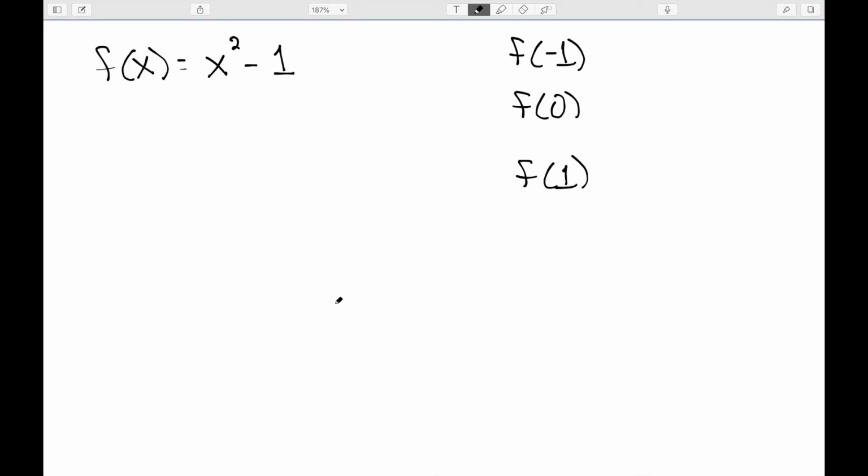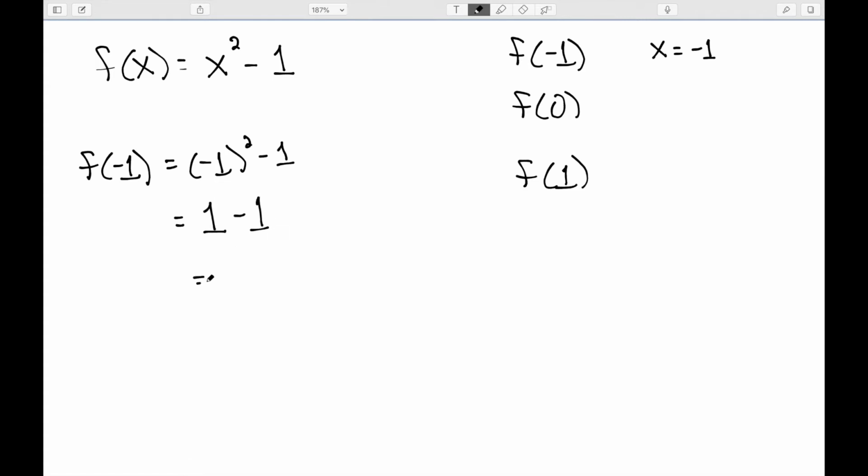So let's look at some examples of using this notation. Let's suppose we have f of x equal to x squared minus 1. I want to find f of negative 1, f of 0, and f of 1. Let's start with f of negative 1. So this means x is equal to negative 1. So we would have negative 1 squared minus 1. Negative 1 times negative 1 is 1, minus 1, so 0. So f of negative 1 is 0. So what this means is if I actually looked at this, when x is negative 1, we know that y is 0. So I actually have the point negative 1 comma 0 on the graph of this function.